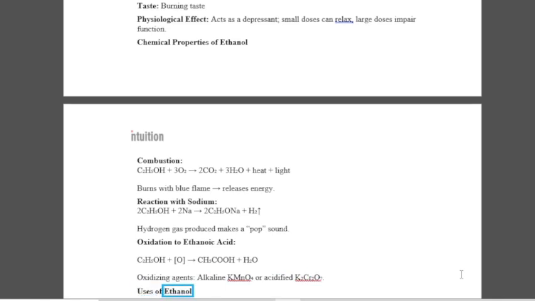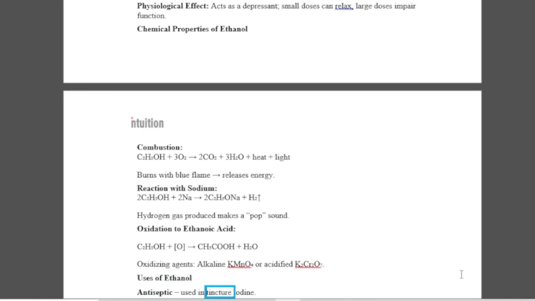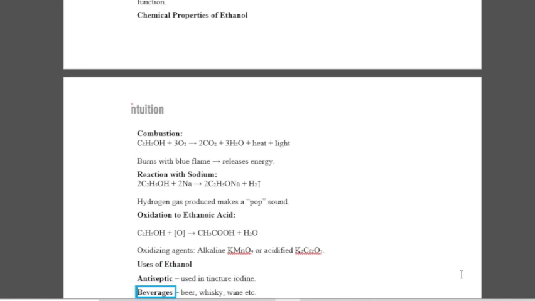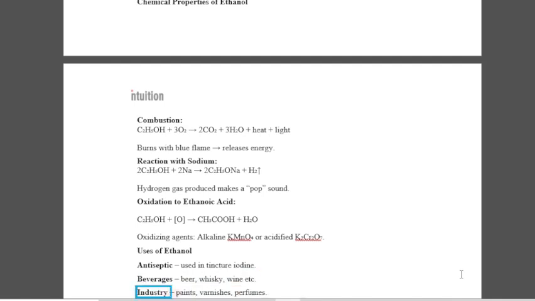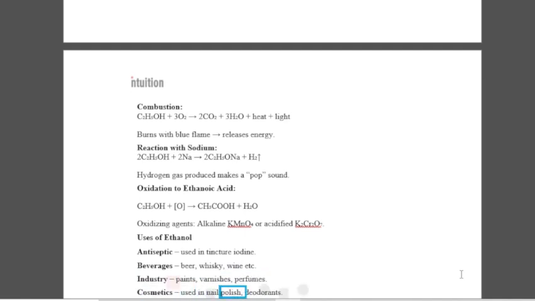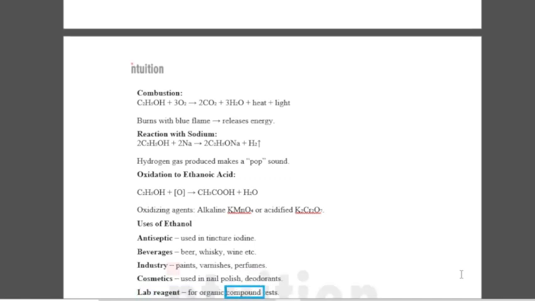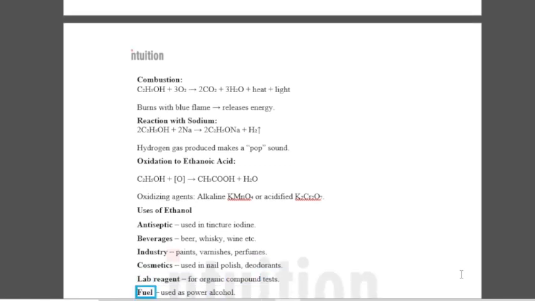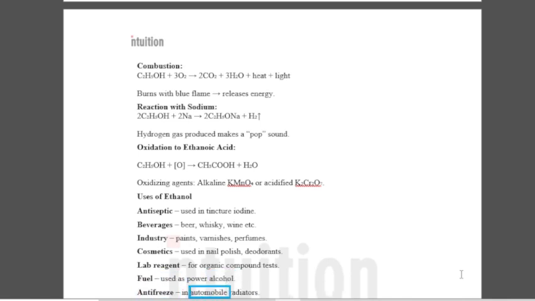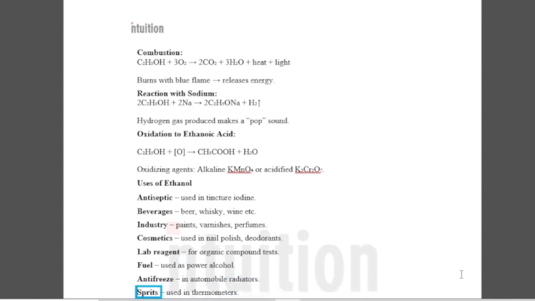Uses of ethanol. Antiseptic, used in tincture iodine. Beverages: beer, whiskey, wine, etc. Industry: paints, varnishes, perfumes. Cosmetics: used in nail polish, deodorants. Lab reagent for organic compound tests. Fuel, used as power alcohol. Antifreeze in automobile radiators. Spirits used in thermometers.